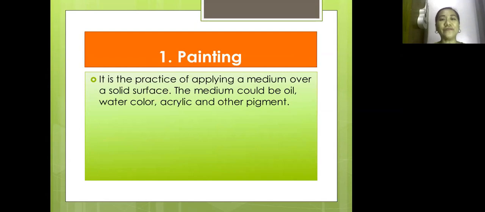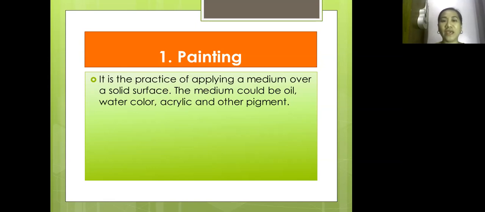Okay, so we have here the first field of art, the painting, and painting is the practice of applying a medium over a solid surface. The medium could be oil, watercolor, acrylic, and other pigment. Some other people would usually use coffee, the pigment of a flower, and anything that could color. And ink also could be considered one, and any other colorful things that could be used for coloring.